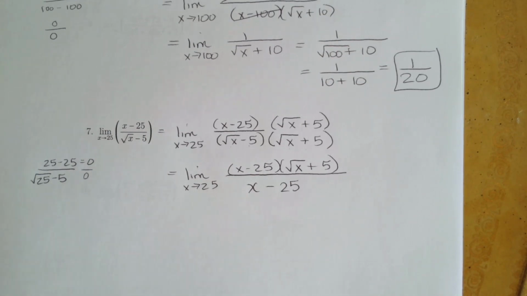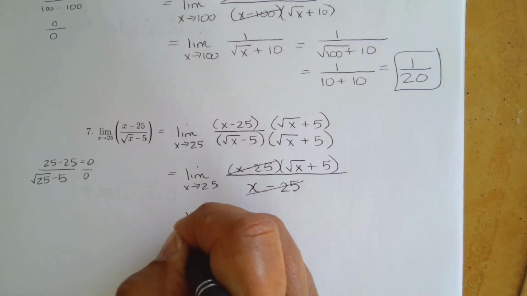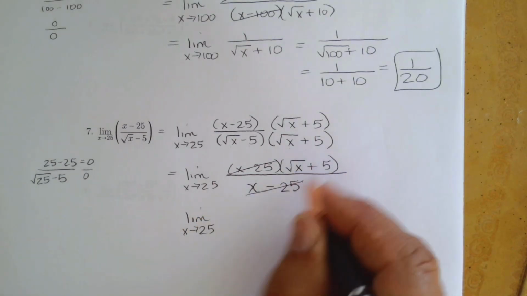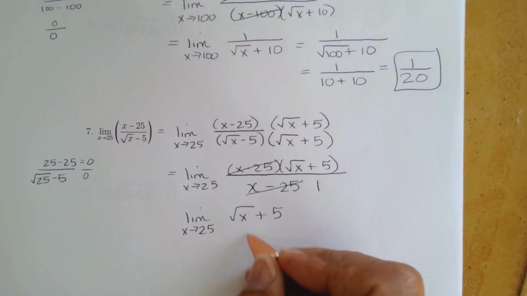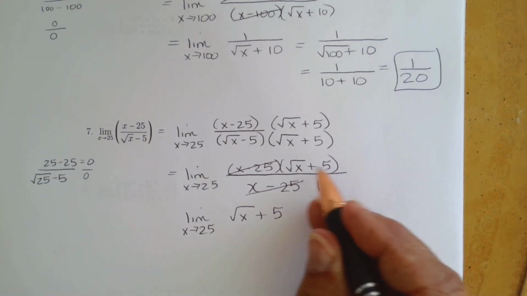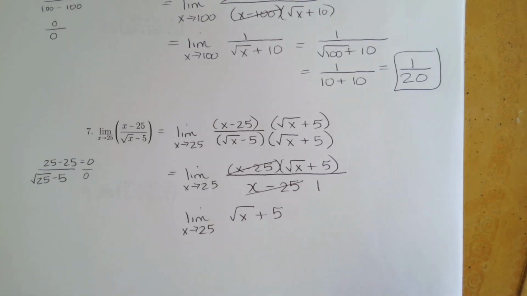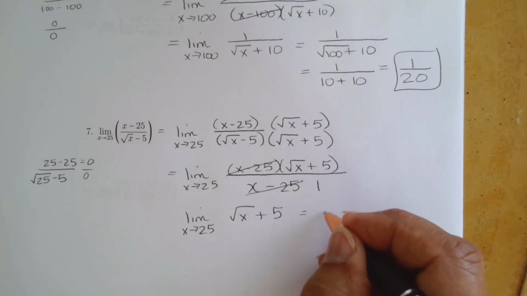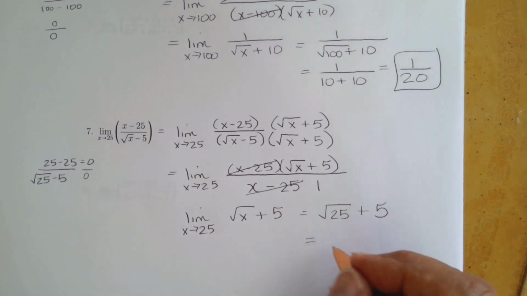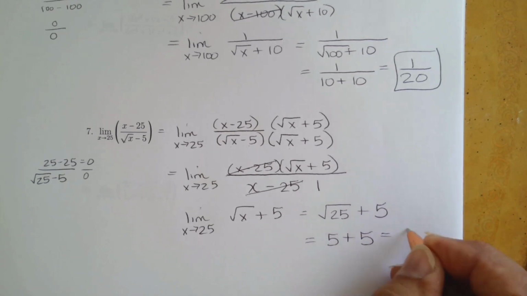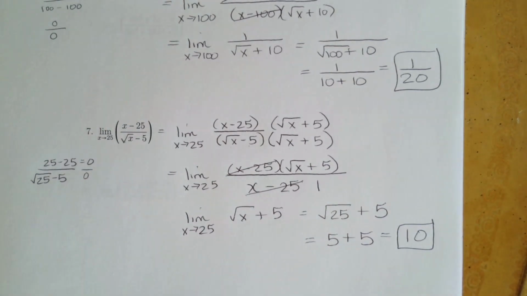All right, so now notice what happens. This cancels with that. So now you are left with the limit as x goes to 25. This is in the numerator. Your denominator is 1, so you don't need to put this over 1. You could, okay, but this is in the top. So now you're going to plug in again and evaluate. So now we're going to plug in 25 to this problem. Square root of 25 plus 5. So square root of 25 is 5 plus 5 gives you 10. So there's your limit.